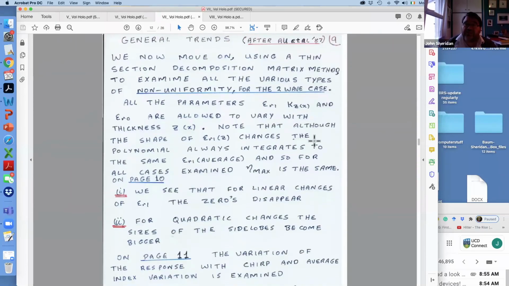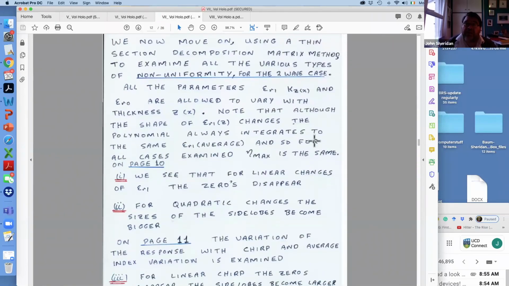General trends. We now move on to using a thin section decomposition matrix method to examine all the various types of non-uniformity for the two-wave case. Generally, as I said, you don't get these things separated from one another. You've got a more complicated situation. You will have modulation, and you will have chirp, and you will have maybe an average index variation, and you may also have some nonlinearity.